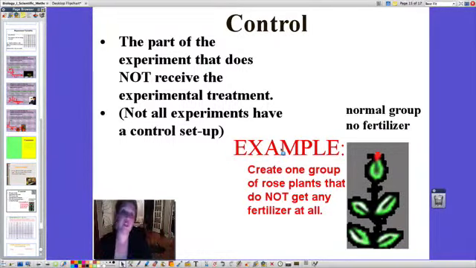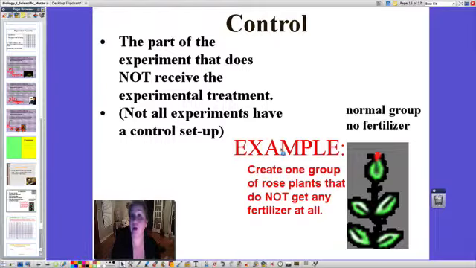Control. Part of the experiment that does not receive the experimental treatment. Not all experiments have a control setup. And here's an example. Create one group of rose plants that does not get a fertilizer at all. So you're testing 1 spoon of fertilizer, 2 spoons of fertilizer, 3 spoons of fertilizer, and you're measuring the plant. Well, you can obviously say, are the plants going to grow anyway? How do I know if they're going to grow anyway? So on one plant, you put no fertilizer.